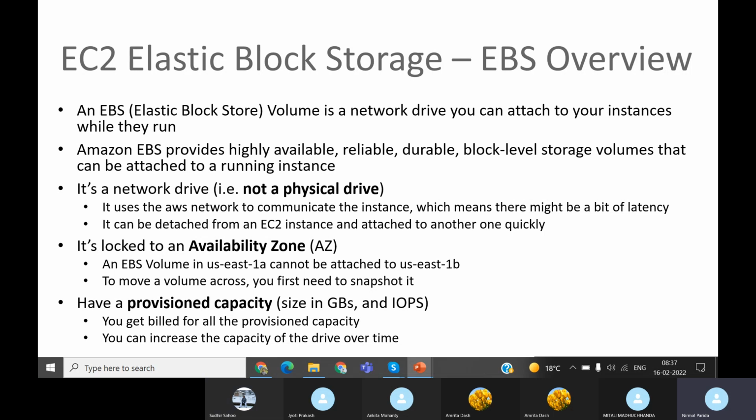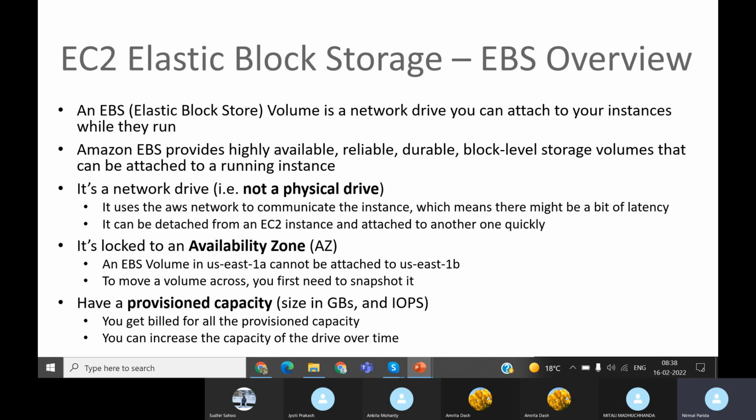It uses the AWS network to communicate with the instance, which means there might be a bit of latency. Your volume is in a different place and your instance hardware is in a different place, so they are connected through a network cable. So you may get a bit of latency. It can be detached from the EC2 instance and attached to another one quickly. So while running, you can detach your volume.